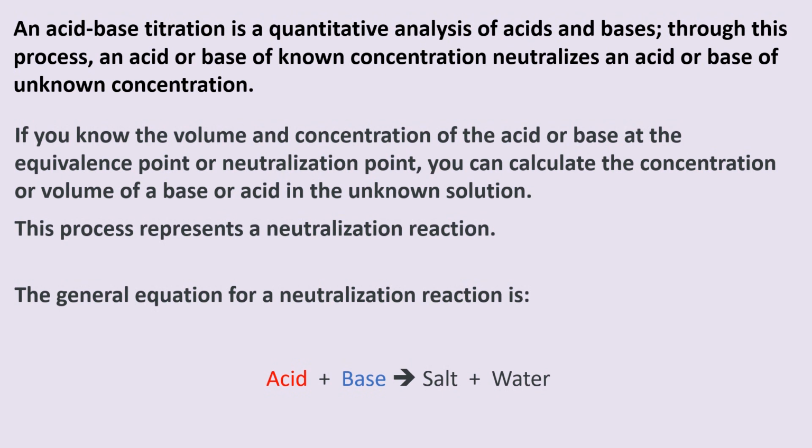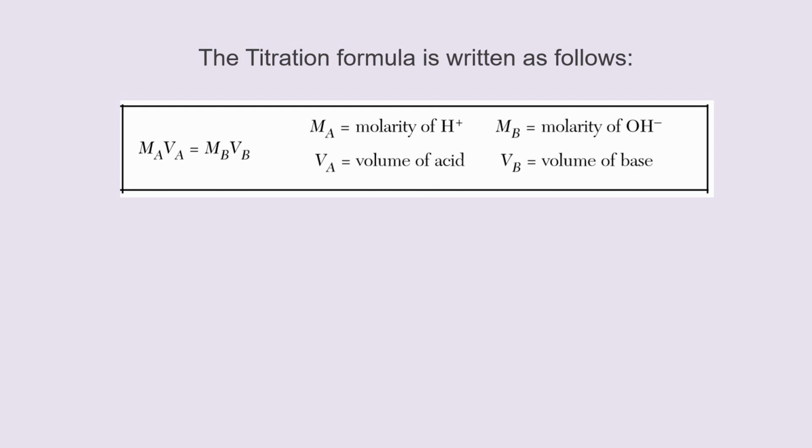The general equation for a neutralization reaction is acid plus base yields salt plus water. The titration formula is written as follows: Ma times Va is equal to Mb times Vb, where Ma represents the molarity of the acid H+, Mb represents the molarity of the base OH-, Va represents the volume of the acid, and Vb represents the volume of the base.